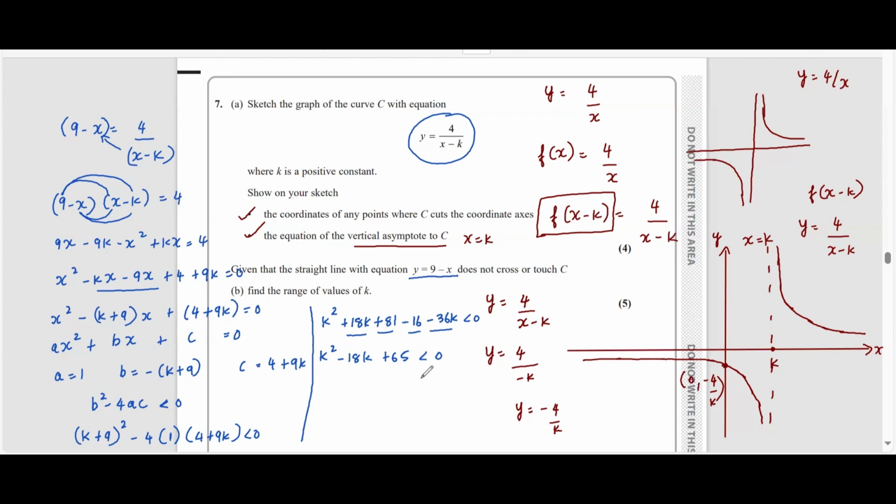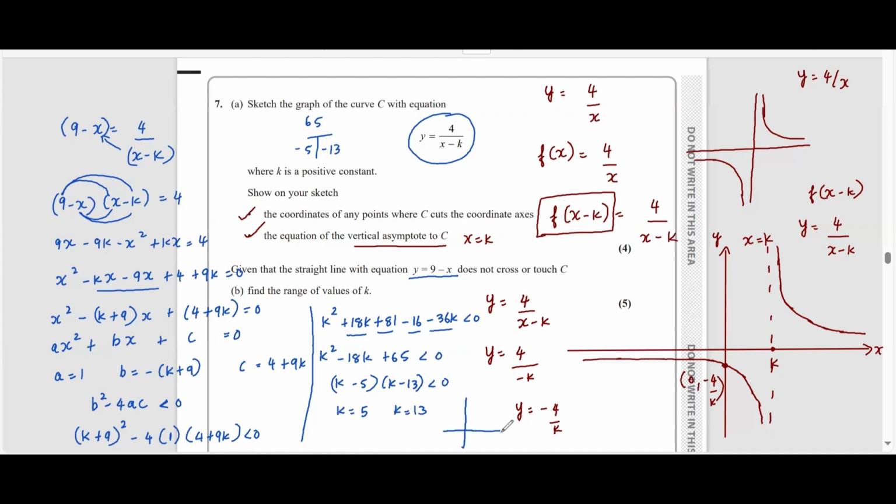Two numbers, when we multiply, we should get 65, and when we add them, we should get minus 18. That is minus 5 and minus 13. When you multiply them, you will get 65. And when you add them, you will get minus 18. So k square minus 18k plus 65 can be written as k minus 5 into k minus 13 is less than 0. From this, we can see that the critical values are k is equal to 5 and k is equal to 13. Now let's just sketch this in order to get the final answer.